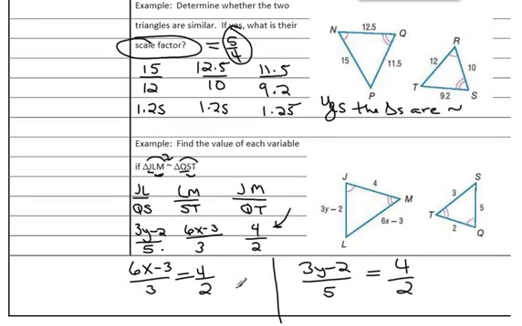Alright, now that I've set up the proportions for you, go ahead and pause the video, solve for x and y, see if you get what I get for x, and see if you get what I get for y. Okay, and you should get that x is 1.5 and y is 4. If you did not get either of those values, or you're still a little bit confused, go ahead and raise your hand.